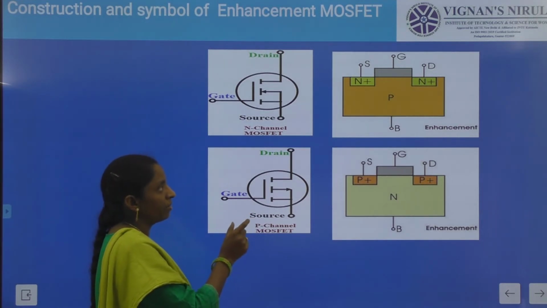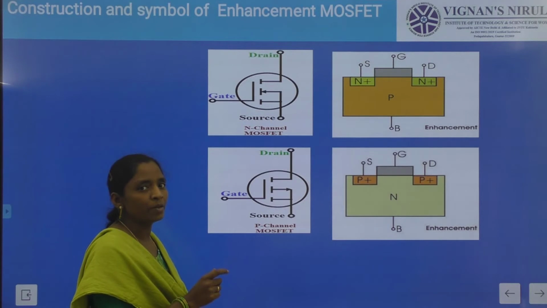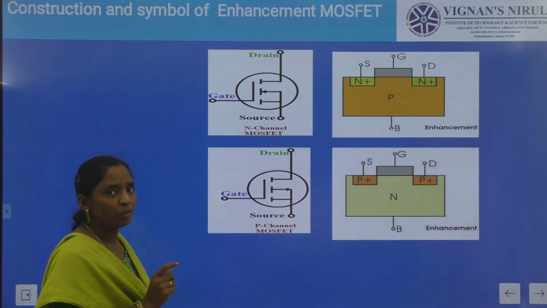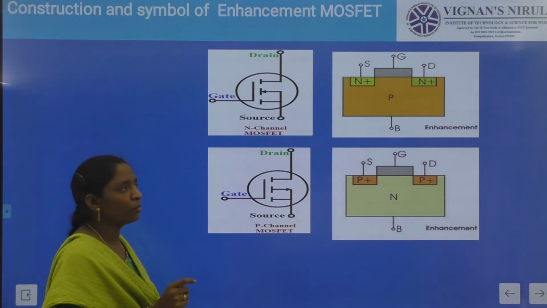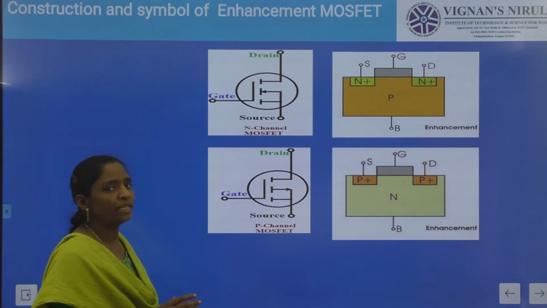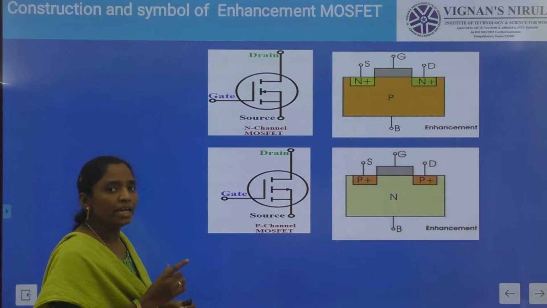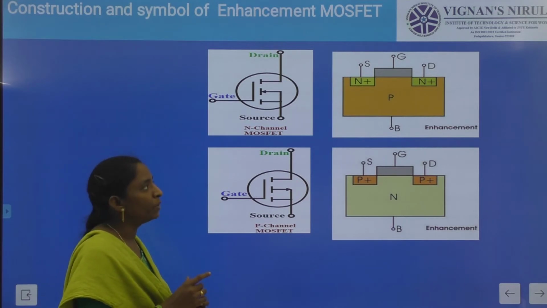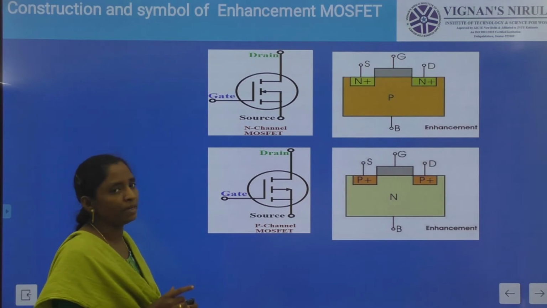There is a gap between the drain and source. The gap is 1 mil, or 10 to the power of minus 3 inches. There should be a gap between drain and source. After the N plus regions are diffused into the P substrate, we grow an SiO2 layer over the source and drain. The SiO2 layer acts as an insulating material.